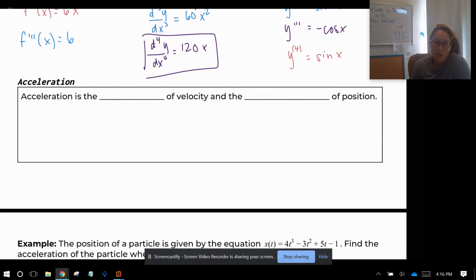All right. So acceleration is the derivative of velocity and the second derivative of position. So remember we started with position yesterday, and when I take a derivative of position, I get velocity. When I take the derivative of velocity, I get acceleration.